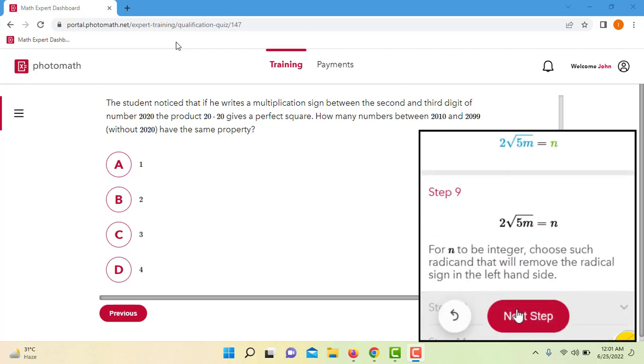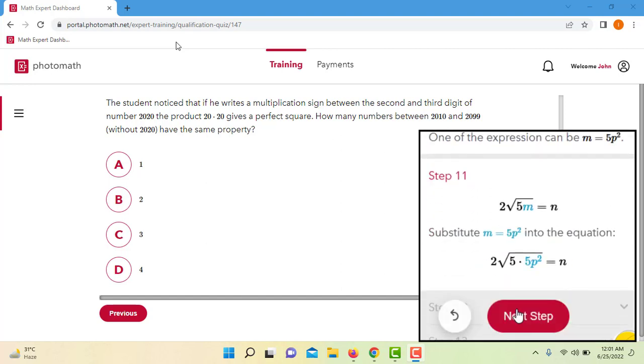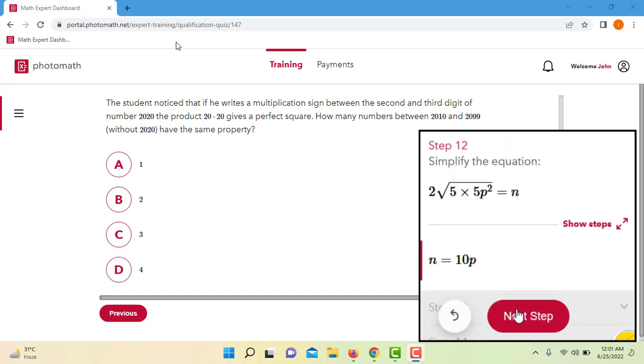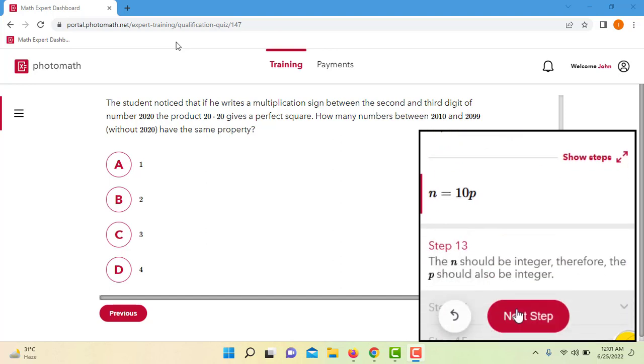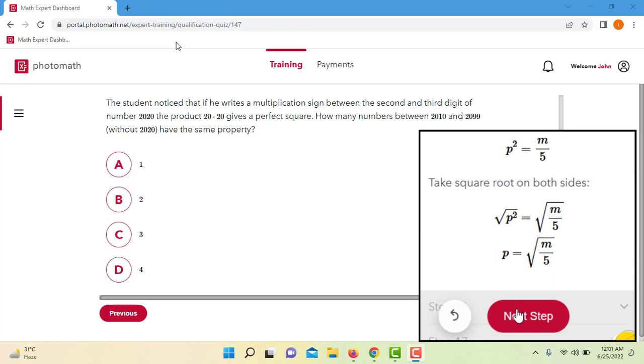Since N is an integer, choose an expression for M that will remove the radical sign on the left hand side. One of the expressions for M to make N an integer should be 5 times P square. Now substitute M into the equation. Simplify the equation. The N should be an integer. Therefore, the P should also be an integer. Find the value of P that should be an integer. First rewrite the equation and take the square root on both sides of the equation. After simplification, the expression for P is square root of M divided by 5.